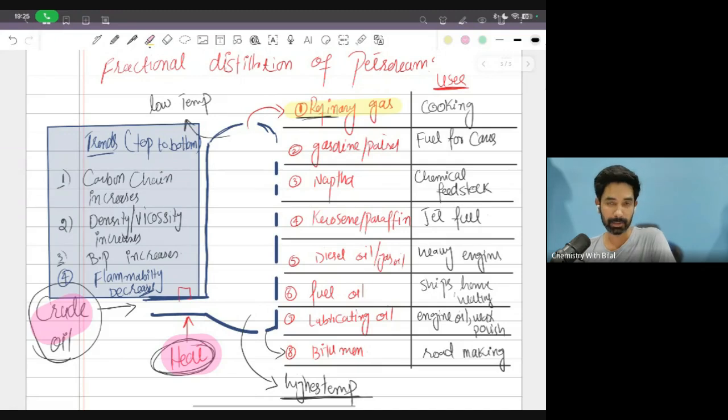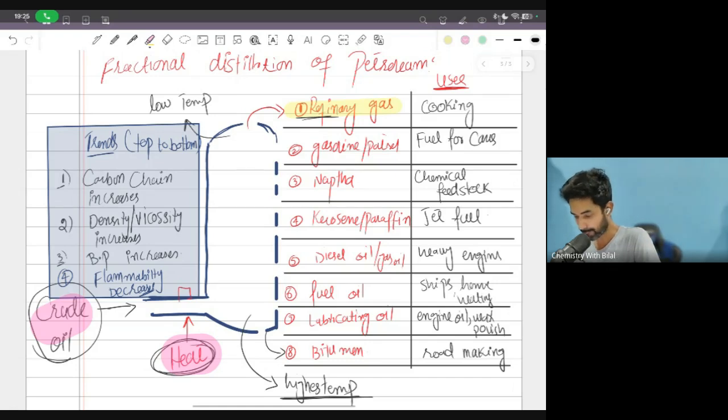Every fraction, based on its boiling point, will turn into gas, and you can collect it based again on their boiling point. So the fraction with the lowest boiling point will distill off first and be collected at the top. And the fraction is called refinery gas. And I mentioned in the last class that we need to learn all of these fractions in order.